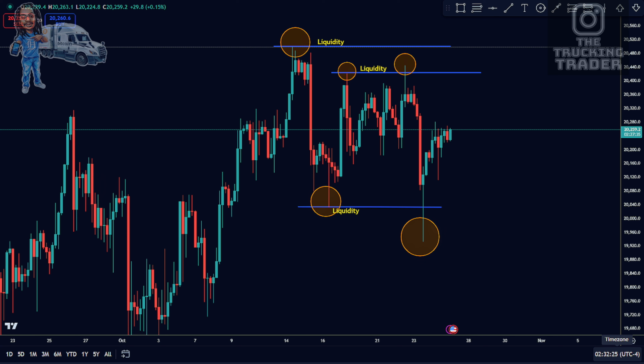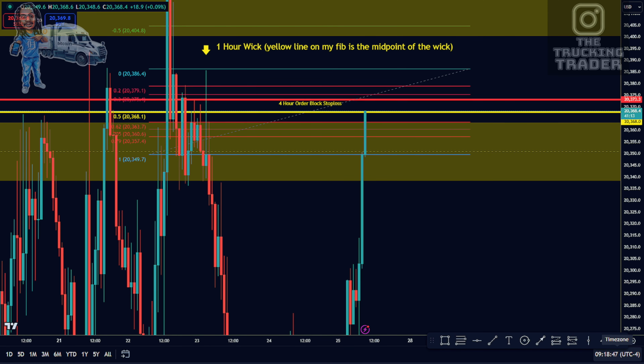If you cannot identify liquidity, you do not need to be trading in the market, because the rule is, if you can't identify liquidity, then you are liquidity, all right?